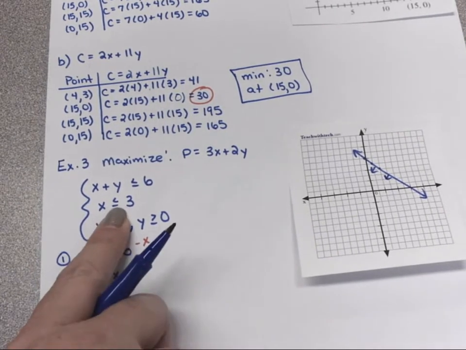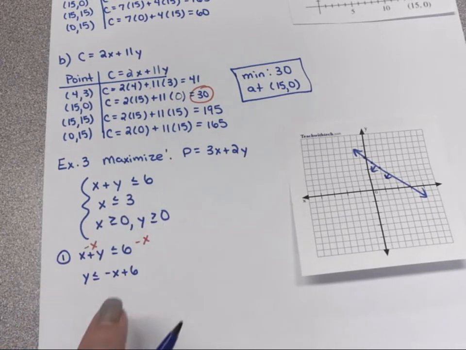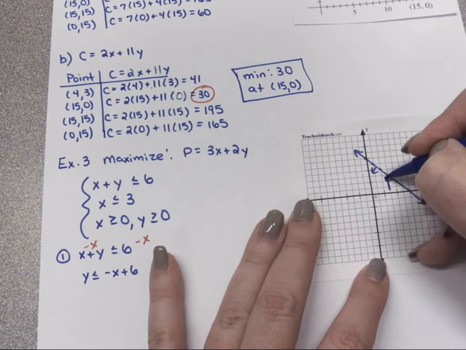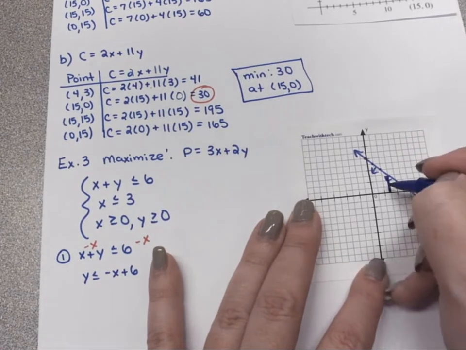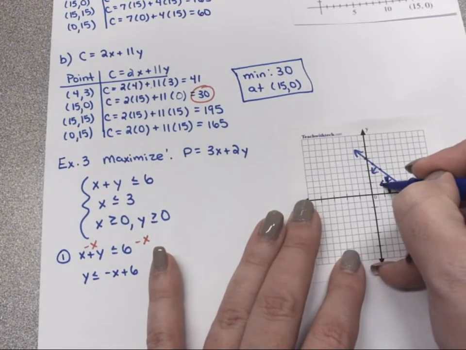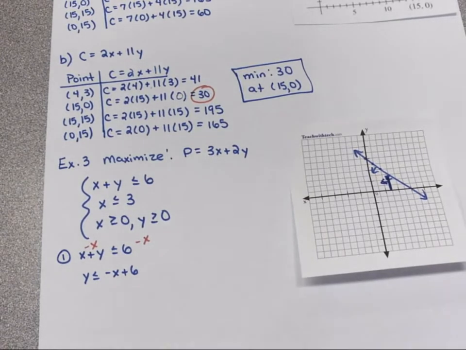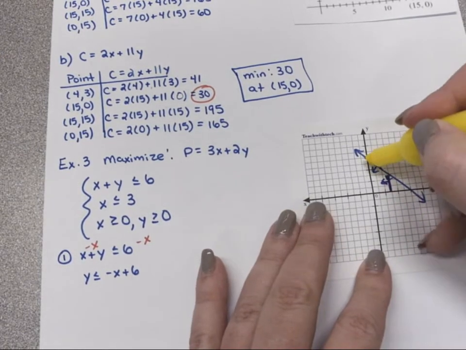Let's go on to the next statement. What did we say about x? x had to stay less than 3. So here's x equals 3, and we want to stay less than that, which means we want to be on this side. And then x and y have to both be positive. So we're basically talking about this little strip right here.